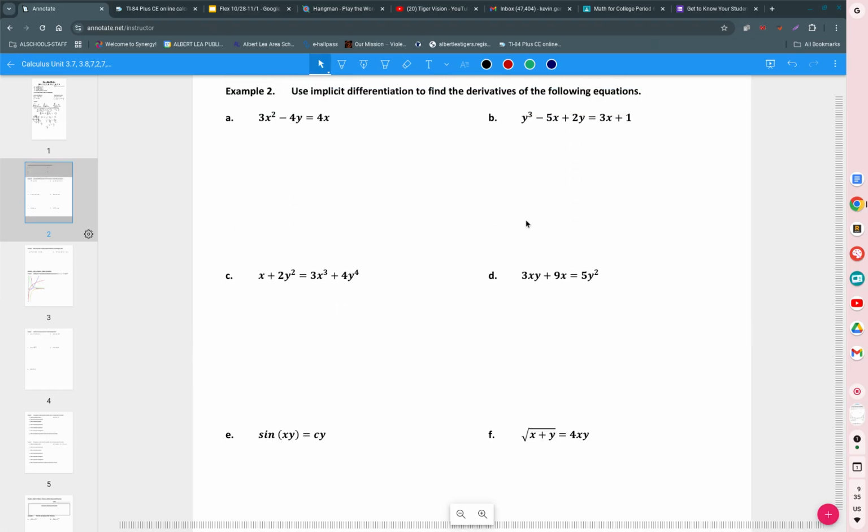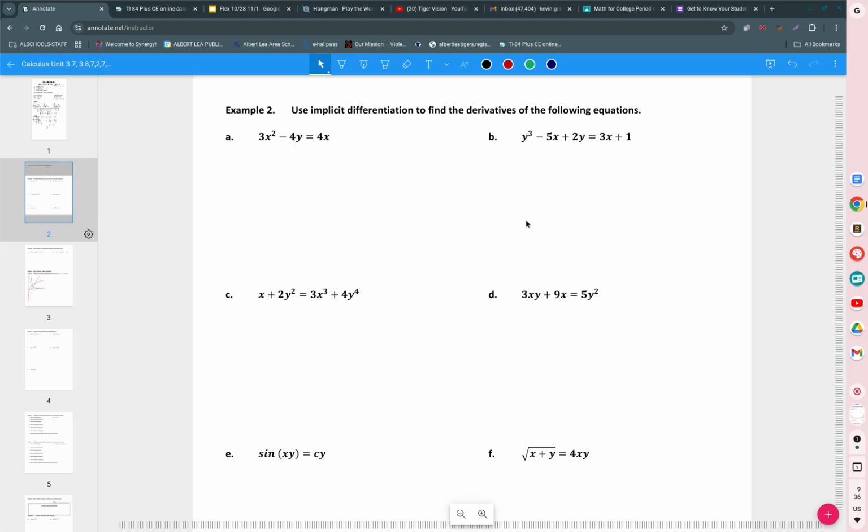Go to example 2. It says use implicit differentiation to find the derivatives of the following equations. We could solve for y here, but we don't have to. I'm going to use implicit differentiation in that y is not explicitly solved for. What is the derivative of 3x squared? 6x. What is the derivative of negative 4y? Negative 4, right? And then since there's a y, we attach a y prime. That's what we want you to get used to in these next few examples. And the derivative of 4x is 4. Then we are going to solve for our y prime.